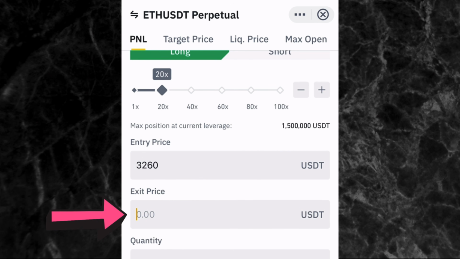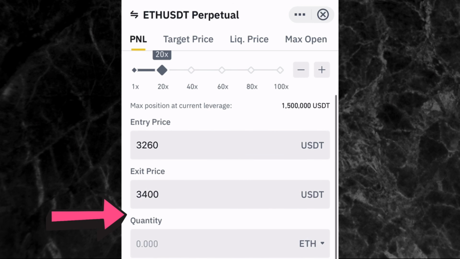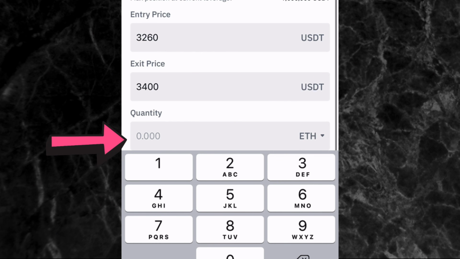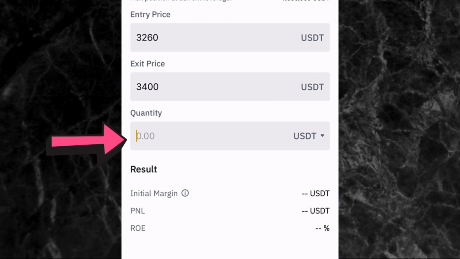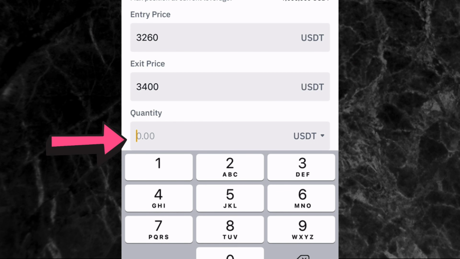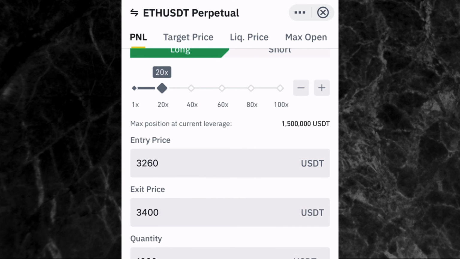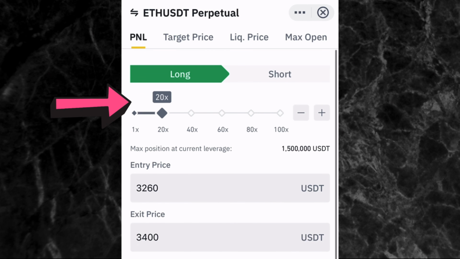Exit price here, you're going to enter the exit price, the price that you want to close the position or you want to take your profit. Let's say $3,400, for example. Now here you're going to put in the quantity of ETH, but let's just pick USDT. So you tap that drop down arrow and tap USDT. So let's say we are going into the trade with, let's say, $1,000.